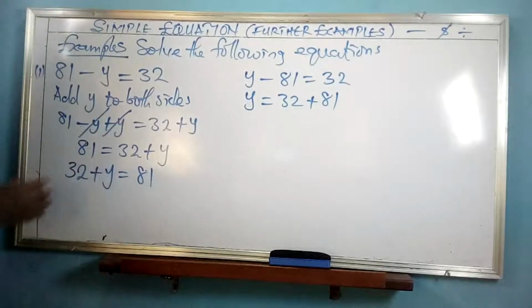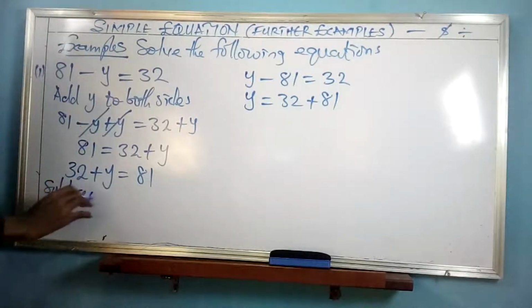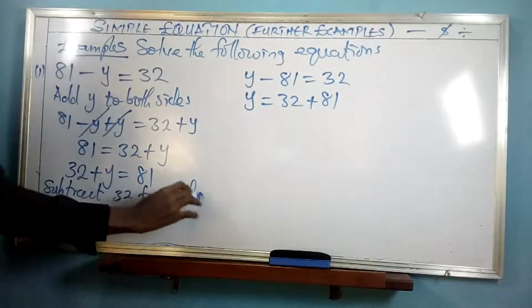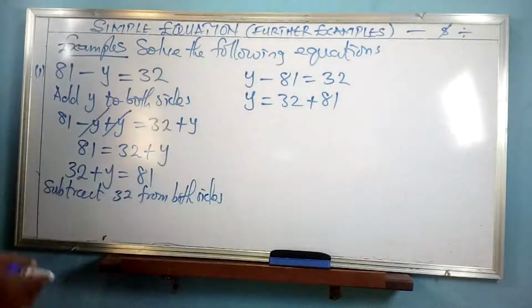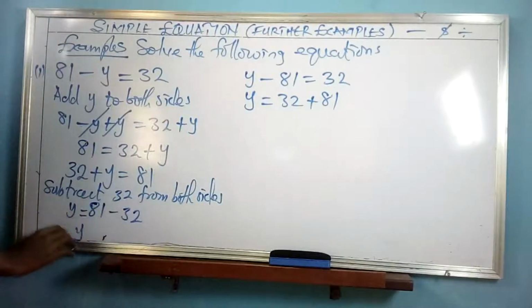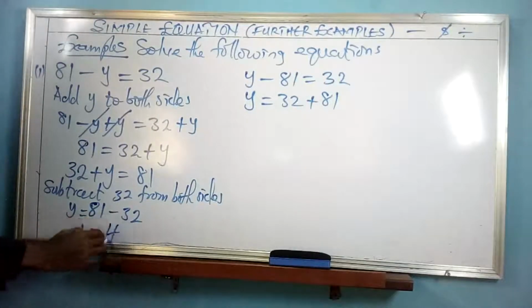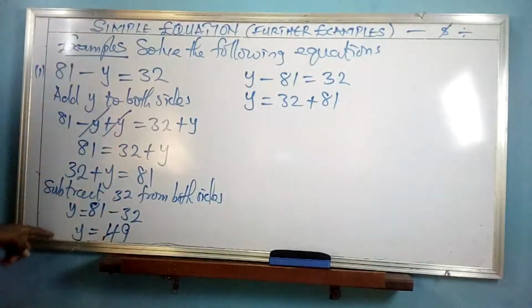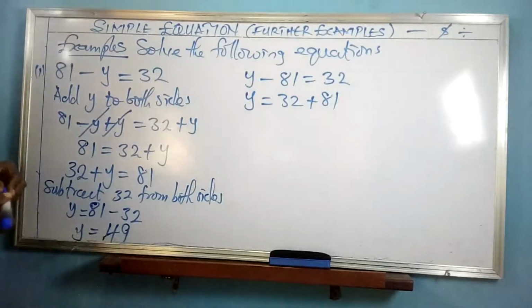So here now, we can see we don't need this 32 here. We're looking for y. We can subtract 32 from both sides. Is it clear? So we now have y equals 81 minus 32, and y will now be equal to what? Give me the answer now. 49. 49, that's very good. And y equals 49. Do we get that concept? Is it clear? Don't forget, anytime your unknown is carrying negative.